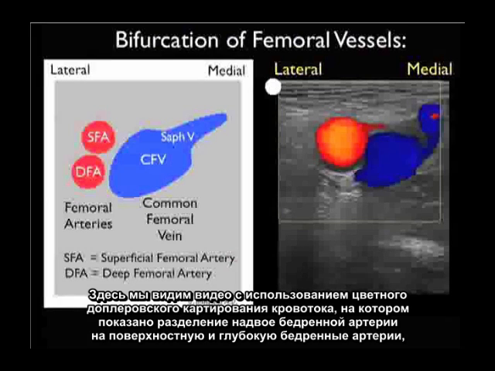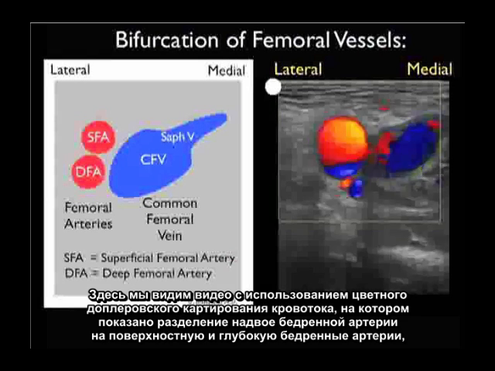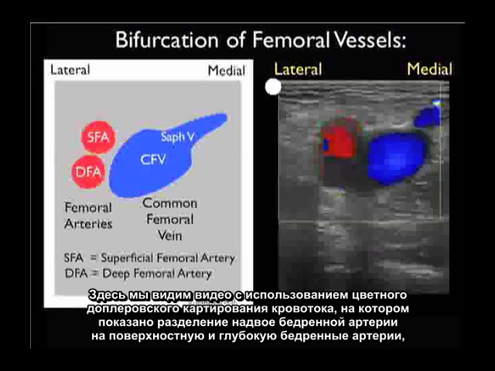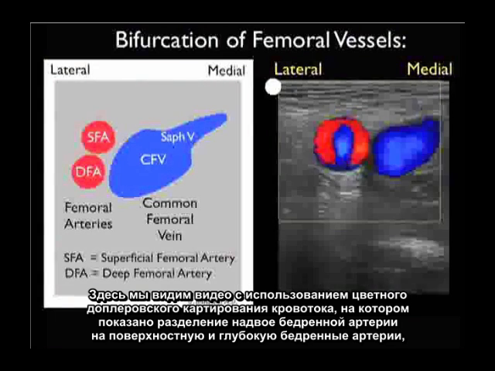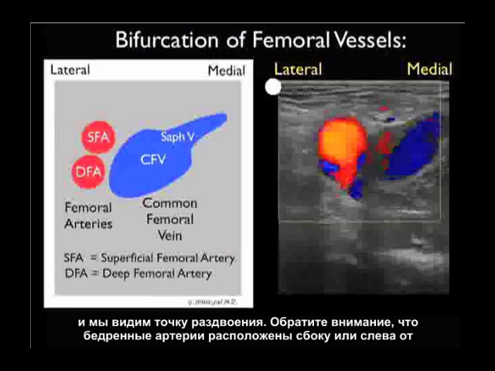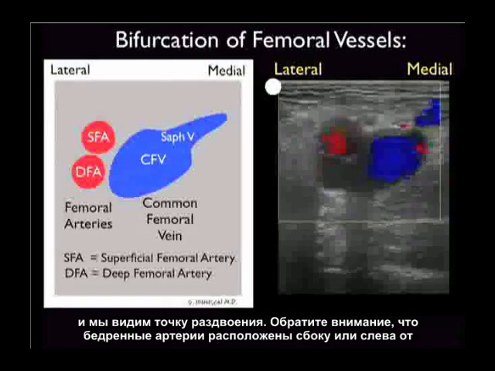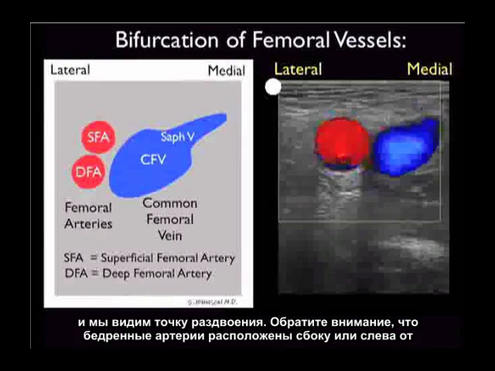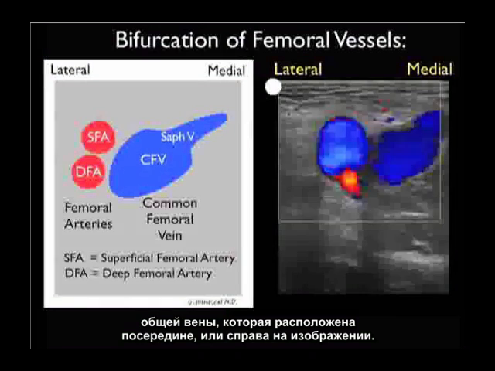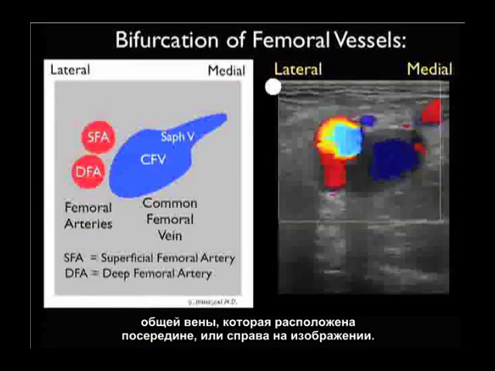Here we see a video clip using color flow Doppler demonstrating the bifurcation of the femoral artery into the superficial and deep femoral arteries. And here we see that bifurcation point right there. Notice that the femoral arteries are located laterally or towards the left of the common femoral vein, which we see located medially or towards the right of the image.